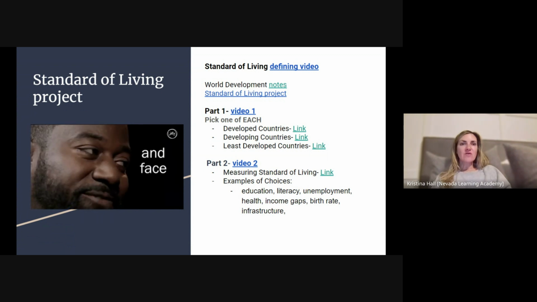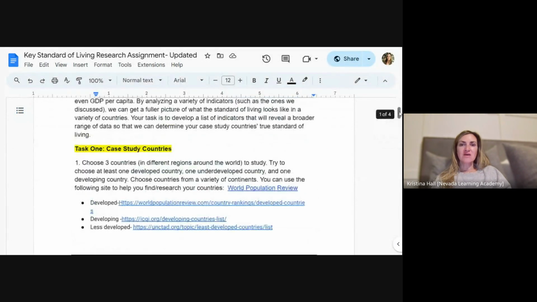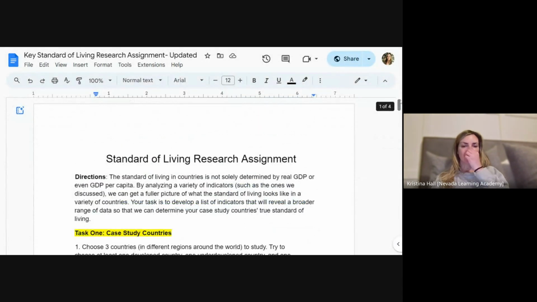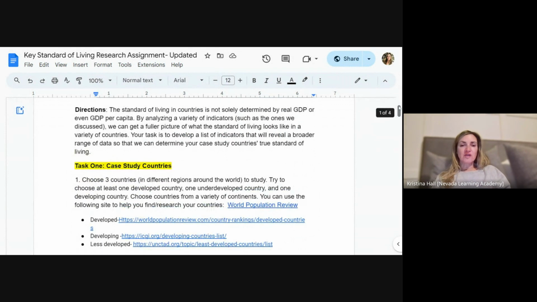So now that we have our worksheet open, you should have your worksheet open. This one is mine. It's got a few extra links and things in it, but you have it open. So let's get started. Number 1, we're going to choose 3 countries in different regions around the world to study. Try to choose at least one developed country, one underdeveloped country, and one developing country. So this is where having the PowerPoint is going to be really helpful.